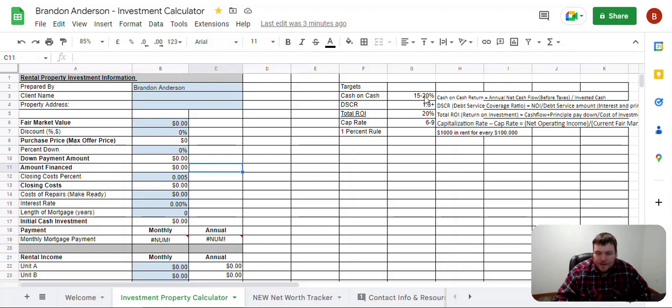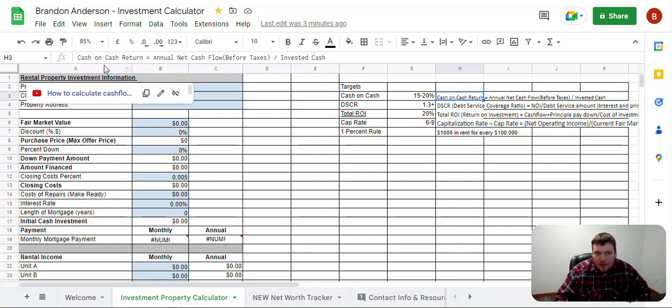Essentially, this is how fast you're going to get your money back through cash flow. I have all the equations right next to them. So cash on cash is the annual net cash flow before taxes divided by invested cash. What that means is your cash flow isn't just your rent minus your mortgage like most people think. It's your rent minus your mortgage minus property taxes, insurance, all your maintenance, vacancies, everything it takes to run the property is minused out of there. And then what's left over each month is your cash flow.